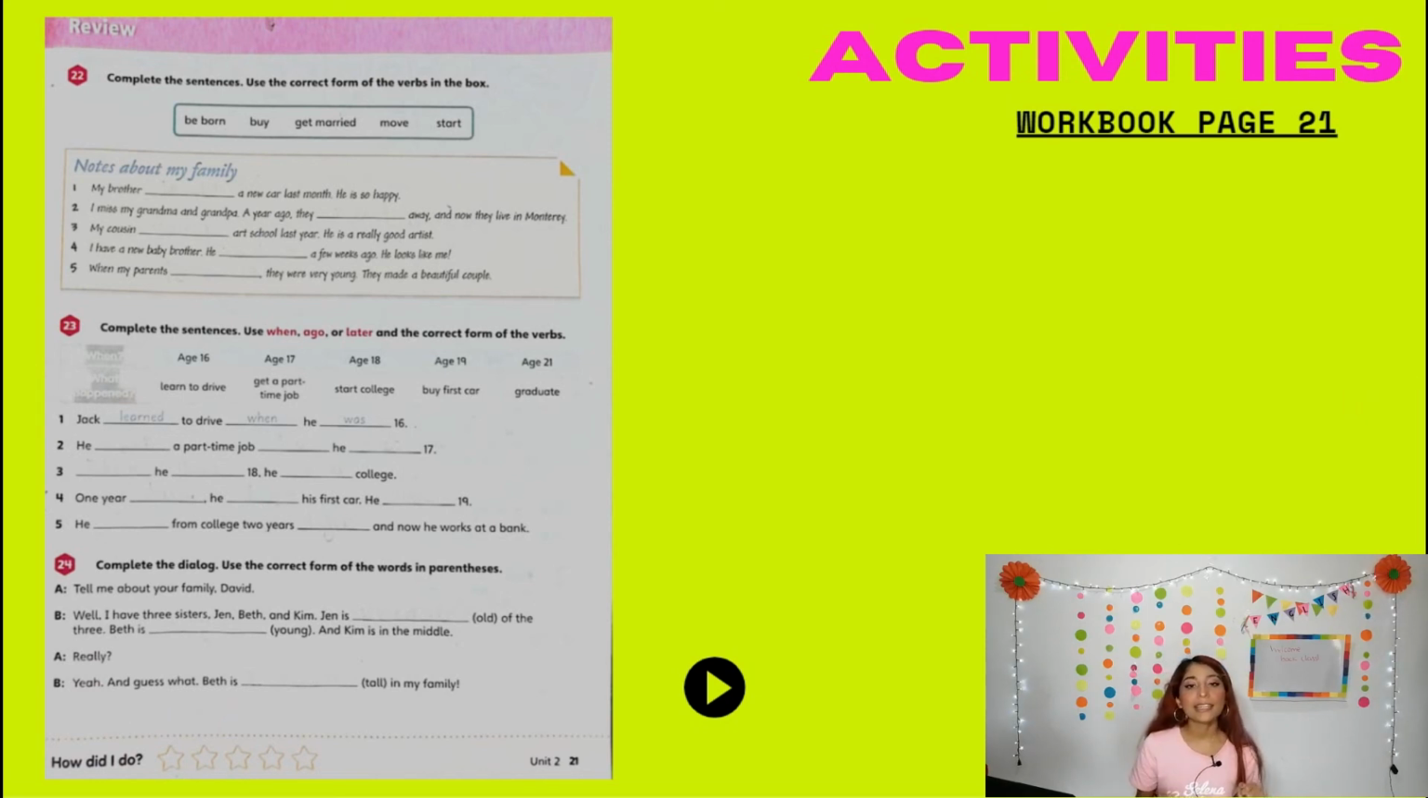In this case, they are giving you adjectives, and you need to pay attention to whether you are going to write them in comparative form or superlative form. For example, older or oldest, younger or youngest, taller or tallest, okay? And that's it. If you have some questions about these activities, you can send your questions to me, and I'll be answering you as fast as I can.